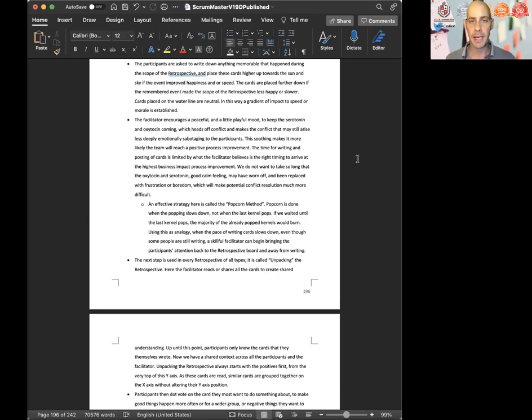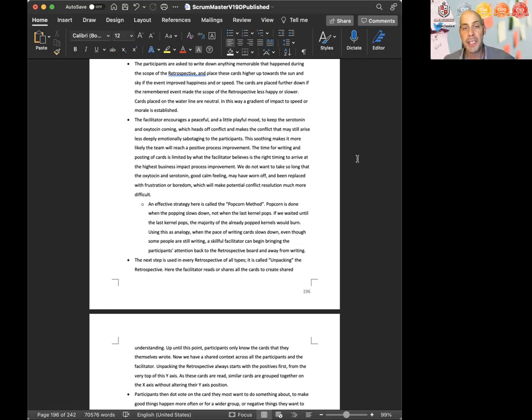The facilitator encourages a peaceful and a little playful mood to keep the serotonin and oxytocin coming, which heads off conflict and makes the conflict that may still arise less deeply emotional and sabotaging to the participants. This soothing makes it more likely the team will reach a positive process improvement. The time for writing and posting of cards is limited by what the facilitator believes is the right timing to arrive at the highest business impact process improvement. We do not want to take so long that the oxytocin and serotonin, good, calm feeling, may have worn off and be replaced with frustration or boredom, which will make potential conflict resolution much more difficult.